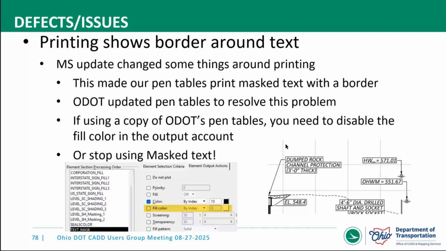Something happened. Basically, Matt had the pleasure of diving in and finding out what was going wrong with this. And so in our pen table for masked text, the fill color needs to be checked off. You check that off on the text mask in the pen table, and that will fix the border problem. So we have fixed that in our pen tables, but if you have used our pen tables and copied them somewhere else and made changes, we obviously can't fix that one. So that's how you fix it. Go in there and just check that off.